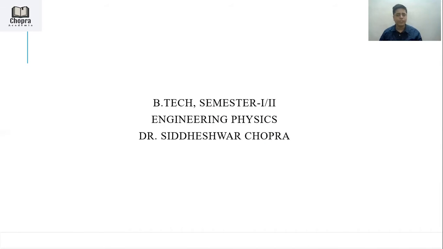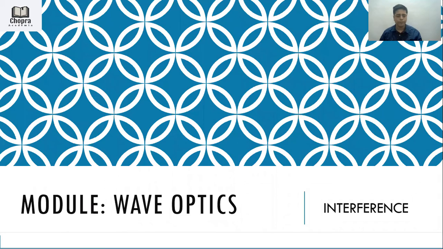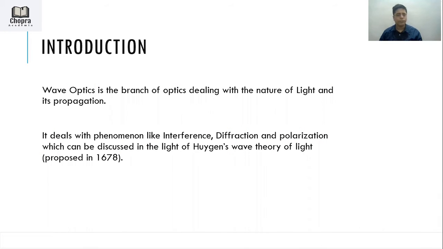Introduction. Wave optics is the branch of optics dealing with the nature of light and its propagation. It deals with phenomena like interference, diffraction, and polarization, which can be discussed in the light of Huygens wave theory of light, which was proposed back in 1678.